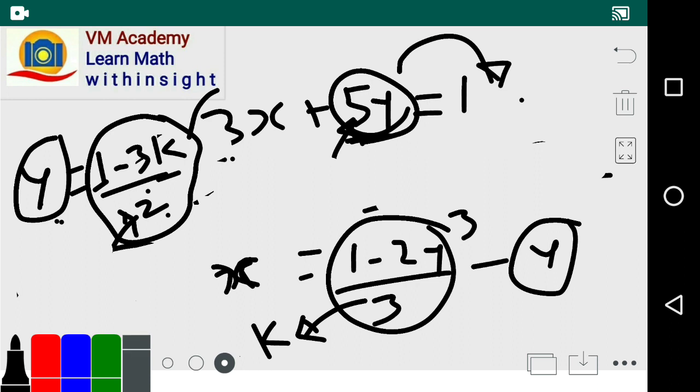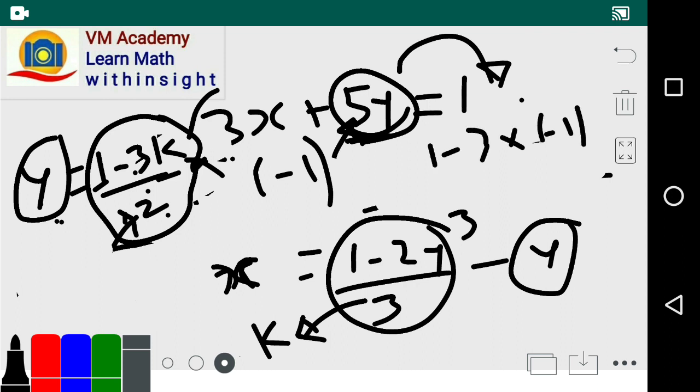So let us substitute k as an odd number, any odd number. Let us substitute k equal to minus 1. So this becomes 1 minus 3 into minus 1, that becomes 4, friends. And 4 divided by 2 becomes 2, so y becomes 2 here.